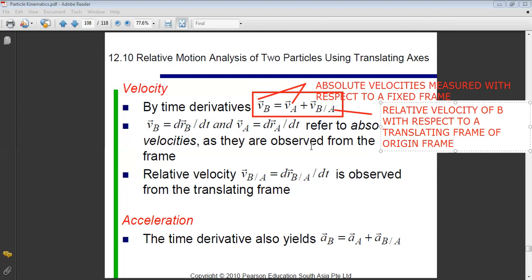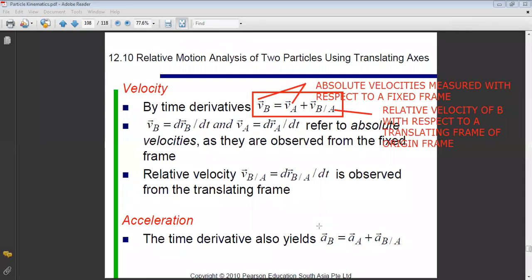So then I can say that V of B relative to A is VB minus VA, where VB and VA are absolute velocities measured with respect to a fixed frame. Now, if you derive this relation again, you can get a relation between accelerations. The acceleration of B is equal to the acceleration of A plus the acceleration of B relative to A.